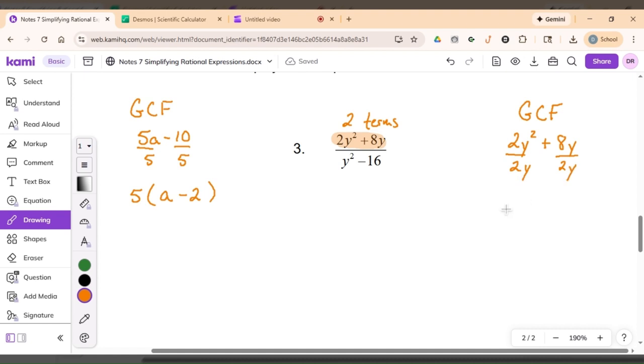And so what we notice that they have in common is 2y, and then we ask ourselves, if we divide 2y squared by 2y, the 2's cancel, we take a y away, we'll still have 1y after that. Over here, 8y divided by 2y, 8 divided by 2 is 4, and the y's are going to cancel here. So 8y divided by 2y is just positive 4. So that told us that we can rewrite this numerator as 2y times y plus 4.